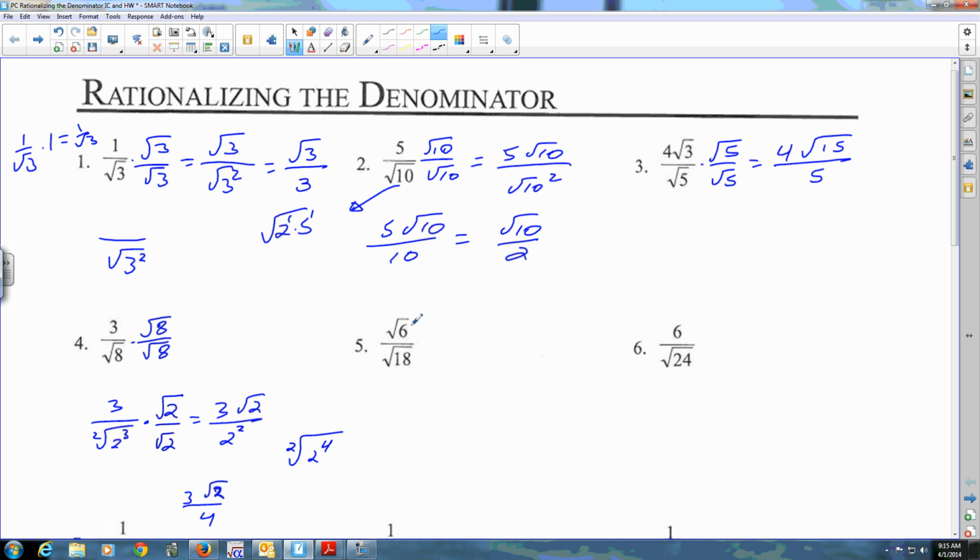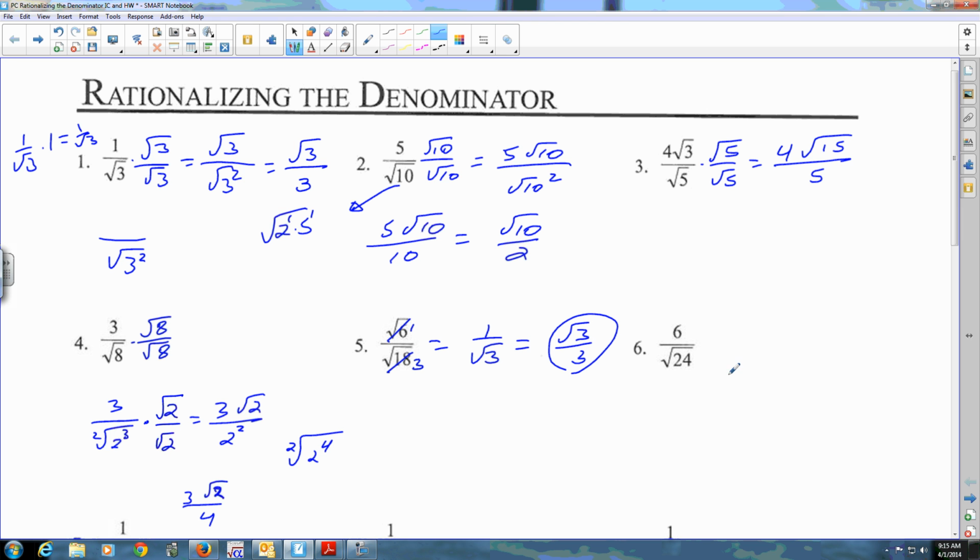All right. Here you can reduce. They're both radicals. So I can reduce them. 6 goes into itself once and 18 3 times. So that's 1 over the square root of 3. So we're right back to this problem. So your answer then is square root of 3 over 3.